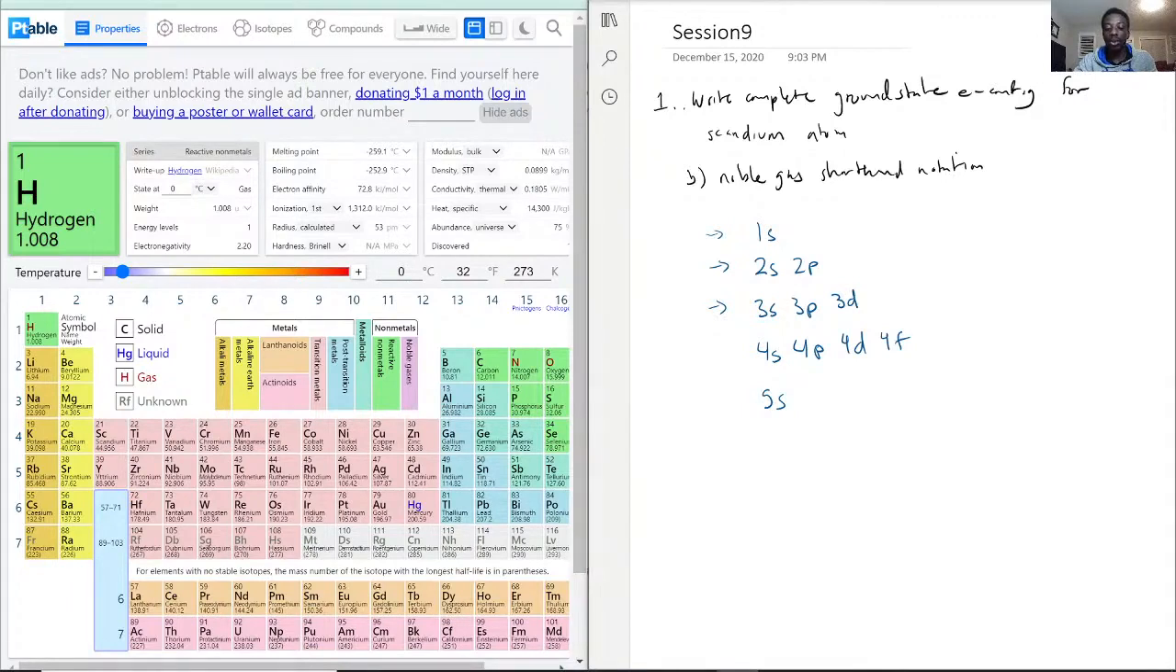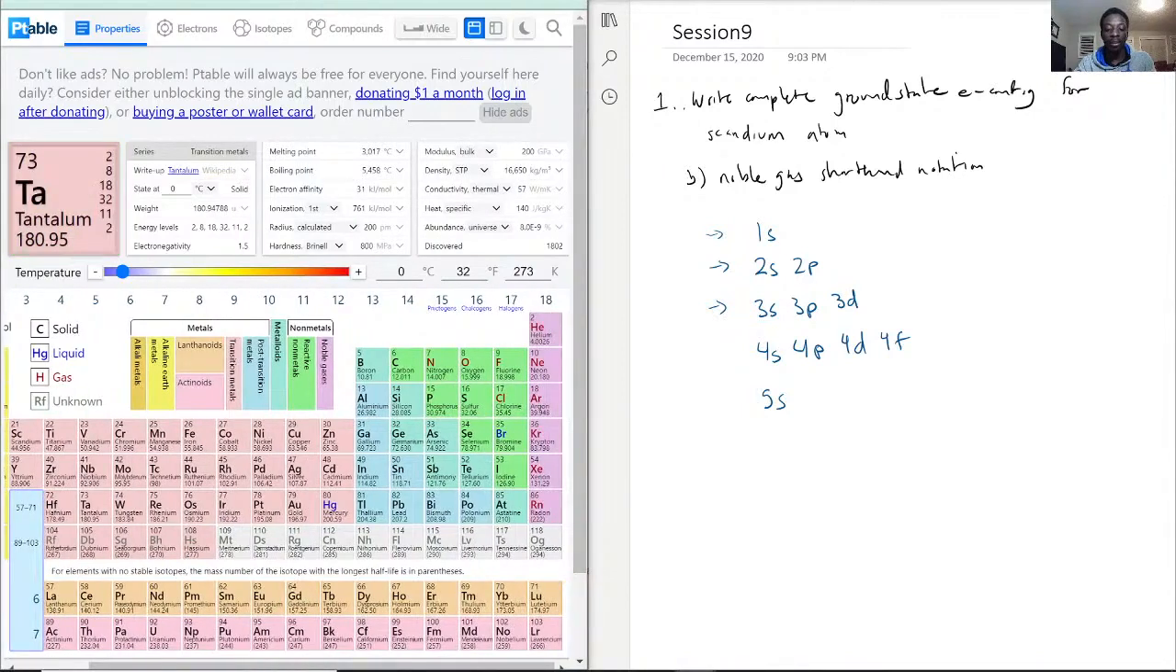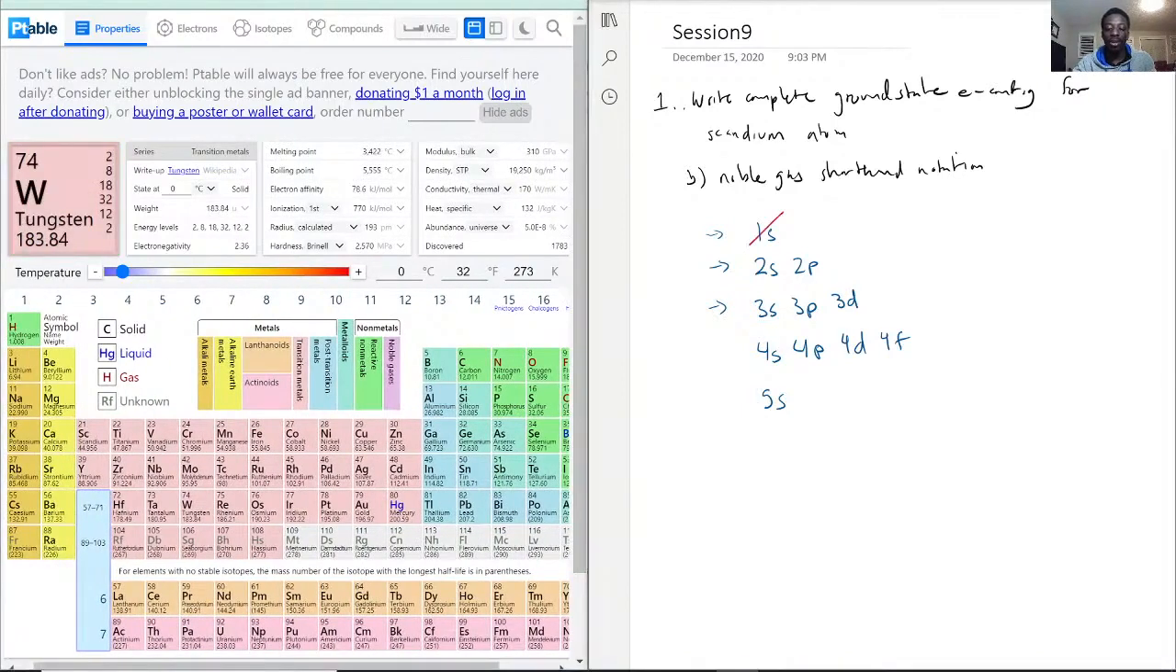Each s orbital can fit only 2 electrons. A p orbital fits 6 electrons. D is 10 and F is 14. So we start from hydrogen and helium, counting through the periodic table. We only have this filled out so far. So we have 1s2, because those are filled, okay?